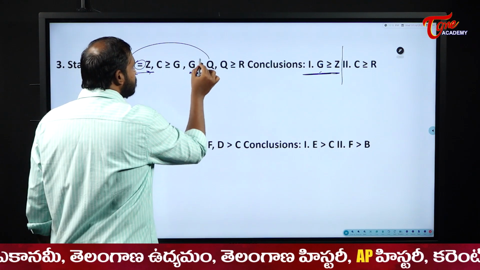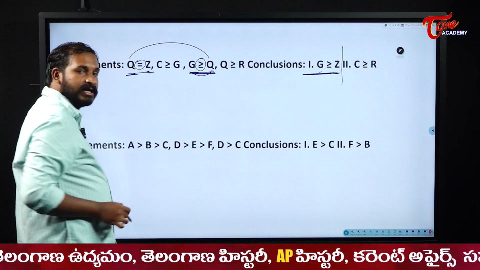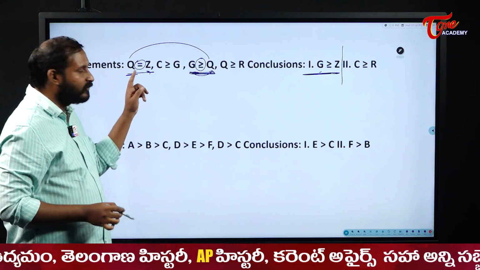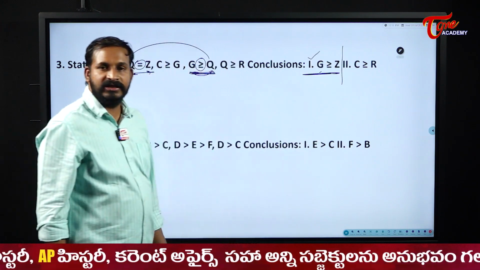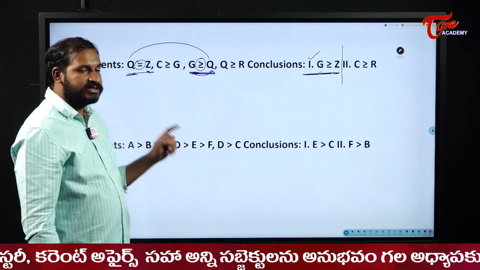And I can travel, and throughout my journey I have only the greater than or equal to symbol. Equal to is negligible. So my first one is correct. The first conclusion follows the given statements. Now see the second one.